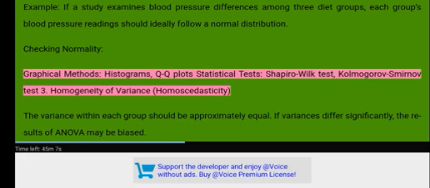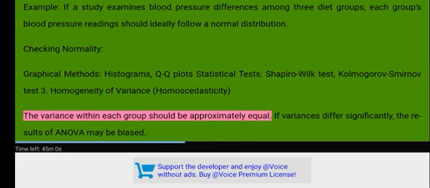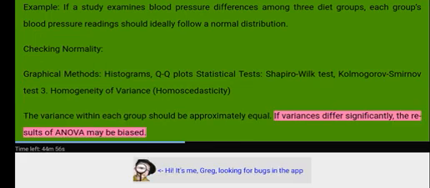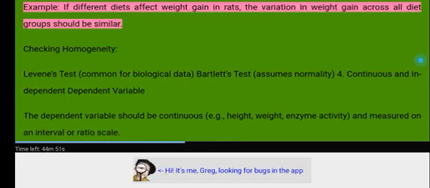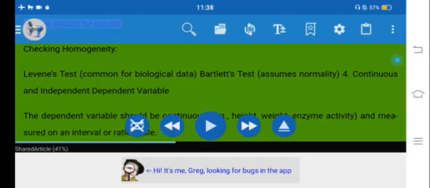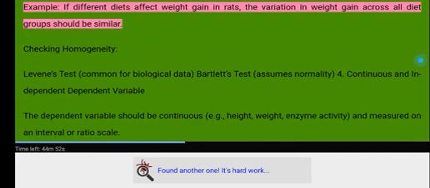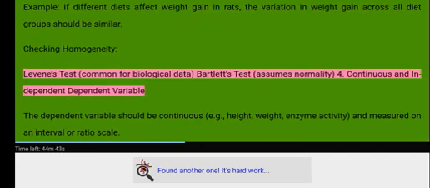3. Homogeneity of variance, homoscedasticity. The variance within each group should be approximately equal. If variances differ significantly, the results of ANOVA may be biased. Example, if different diets affect weight gain in rats, the variation in weight gain across all diet groups should be similar. Checking homogeneity. Levene's test is common for biological data. Bartlett's test assumes normality.